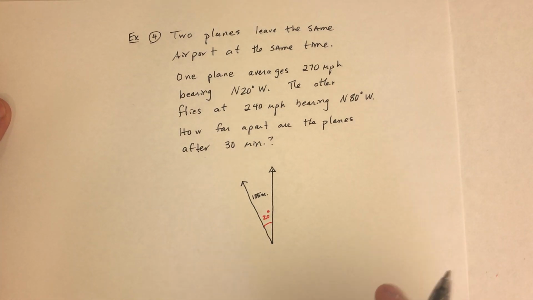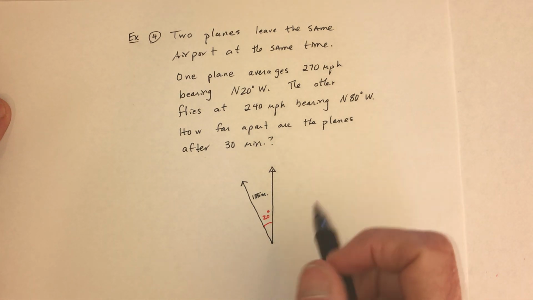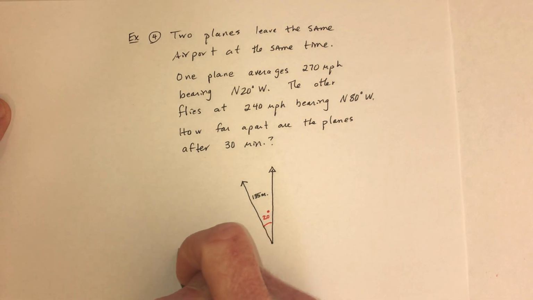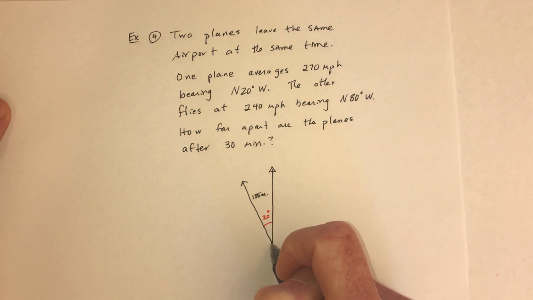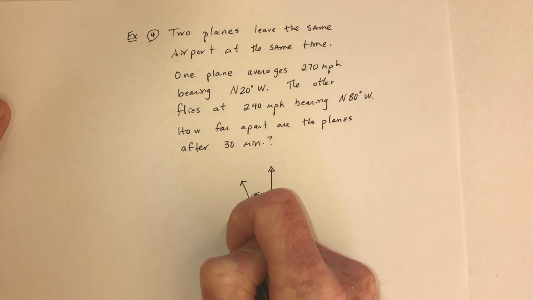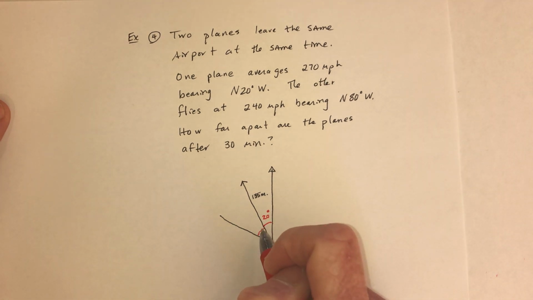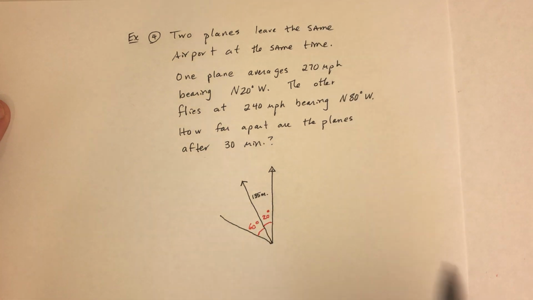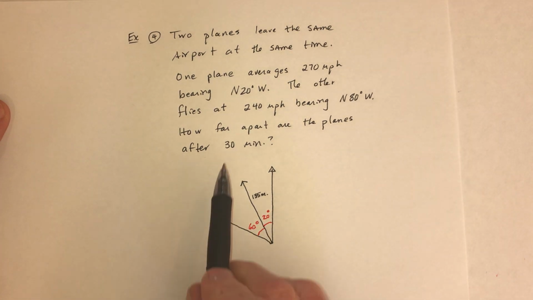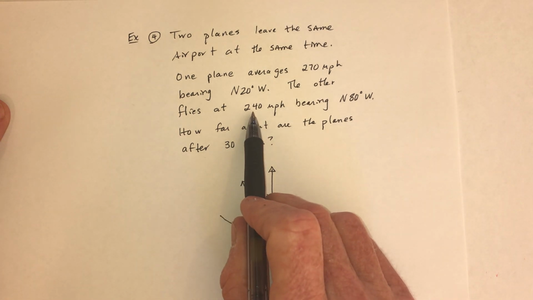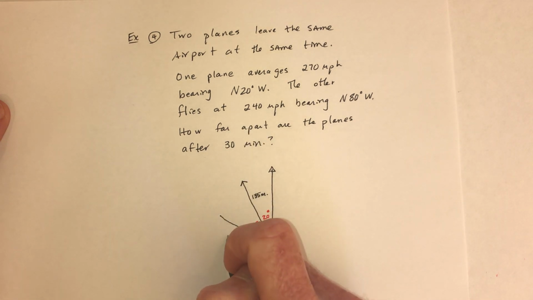Now for the next plane, it's bearing 80 degrees towards the west. So 90 degrees would be straight across this way to the left. So it's going to be approximately like this. So going from this north line all the way over to here is 80 degrees. Well, if I count this 20 already, that means that this gap right here is going to be 60. And then they go for 30 minutes or half an hour. So half of this would be 120 miles.